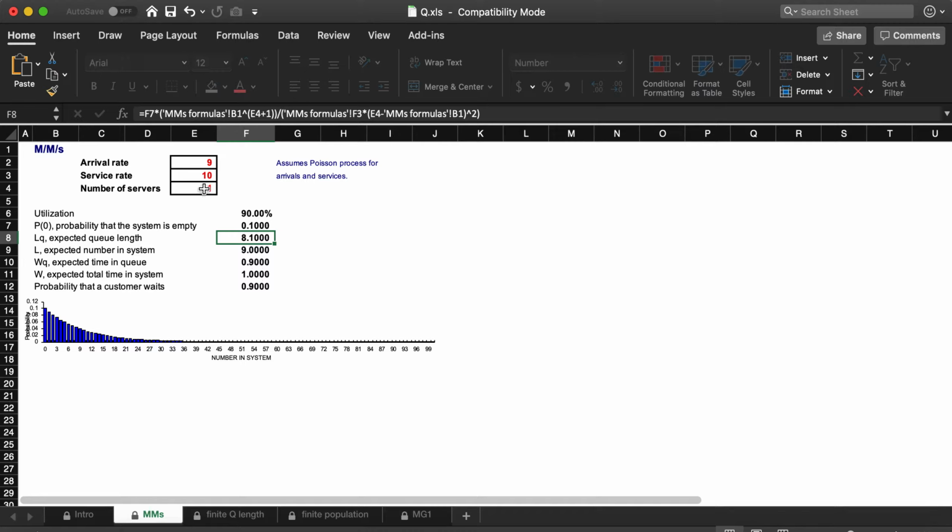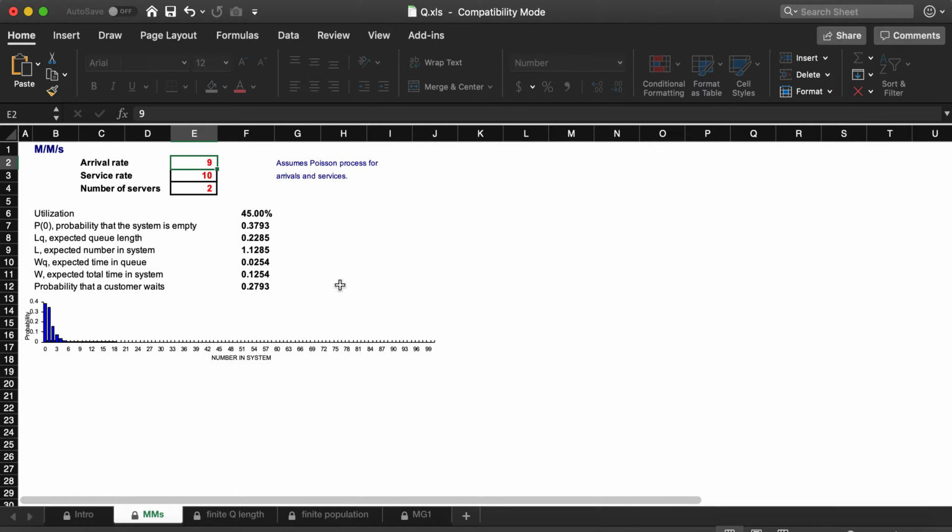And we can play with this. Let's pretend we had 2 servers. If we have 2 servers, now my utilization gets cut to 45%, right? And you can see the expected length of the queue now is 0.22. Expected number in the system is 1.12. And then here's my expected waiting time in the queue and expected waiting time in the system.